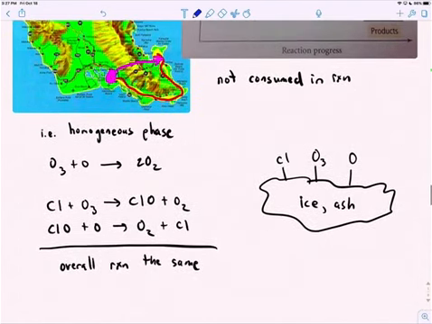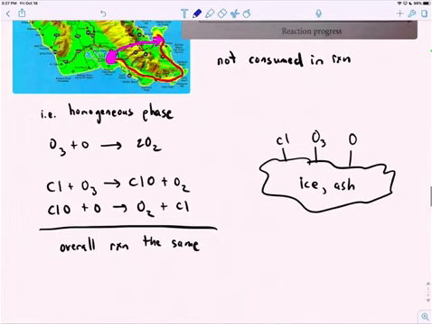So it used to be believed with ozone depletion that it was a homogeneous phase. If you see here, that's the uncatalyzed pathway. O3 plus O makes 2O2. That's the same as this graph up here. It was believed that chlorine reacts with ozone to form ClO, and then ClO reacts with oxygen radical to form O2. And if you look at this, the chlorine is consumed but then generated at the end.